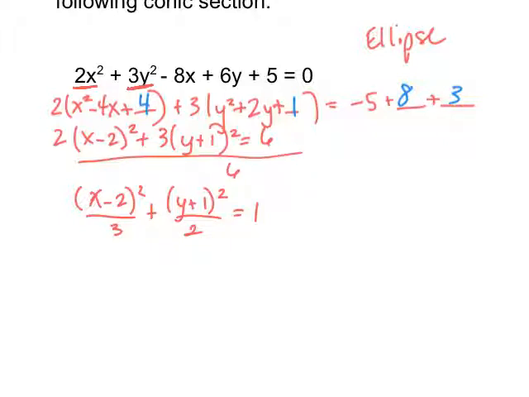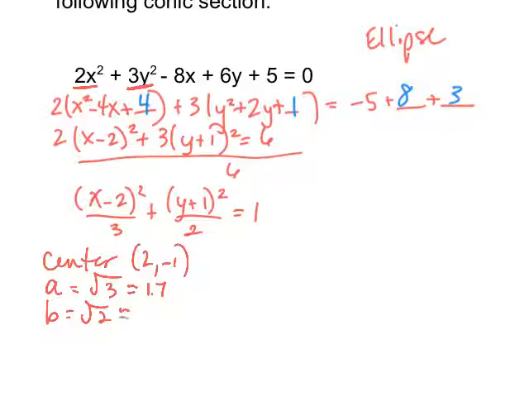Now we can talk about the key information on this conic and draw a quick sketch of it. First of all, I know the center is at (2, -1). I know that a is the square root of 3, which is approximately 1.7, and b is the square root of 2, which is approximately 1.4. We can also find c by doing a squared equals b squared plus c squared. So 3 equals 2 plus 1. c squared is 1, so c is 1.